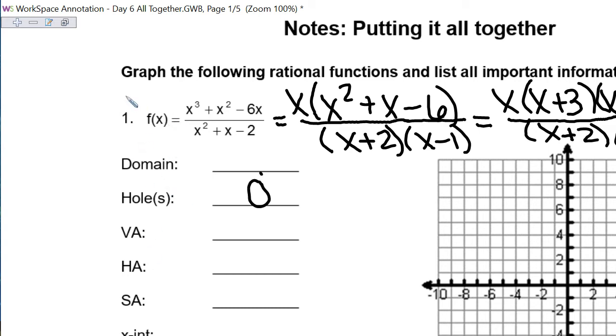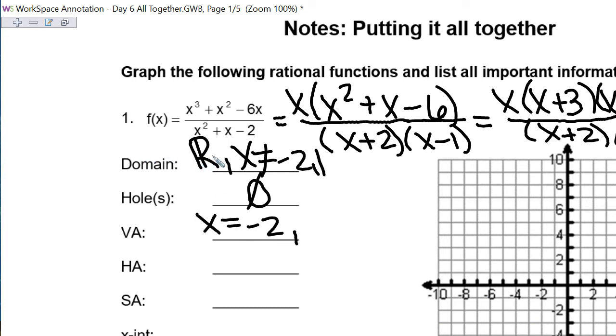So our domain is going to be all real numbers except x cannot be... What values would make the denominator equal 0? -2 and +1. So the vertical asymptotes are x equals -2 and x equals +1.